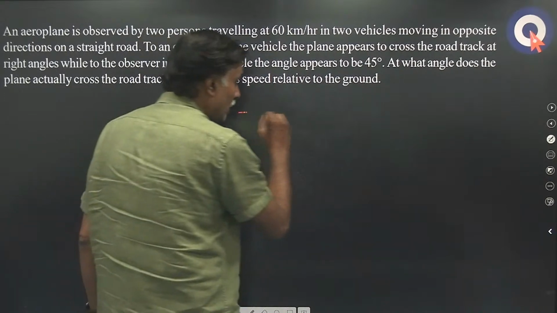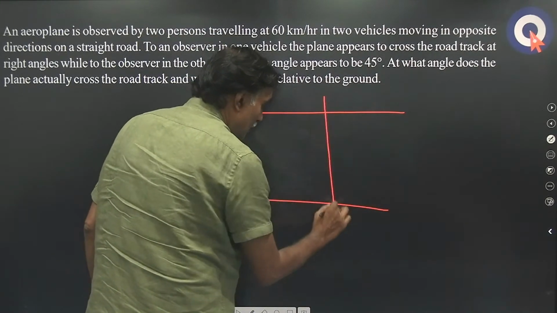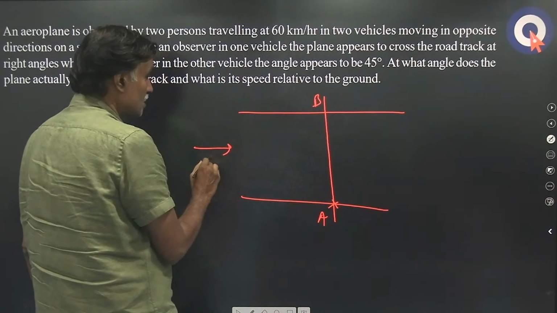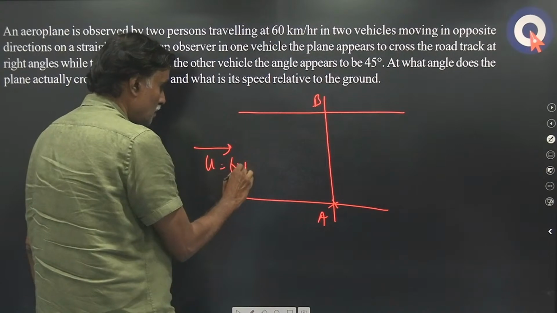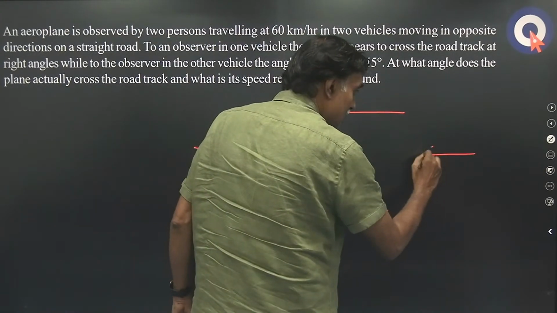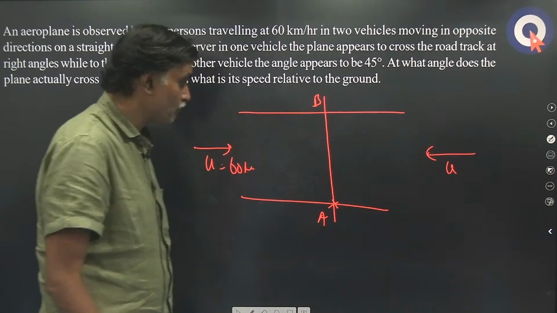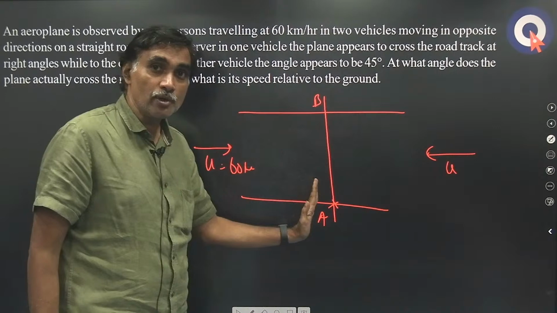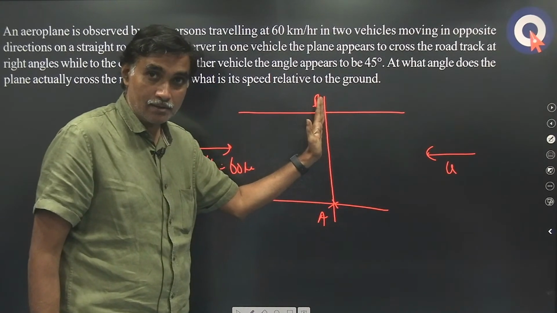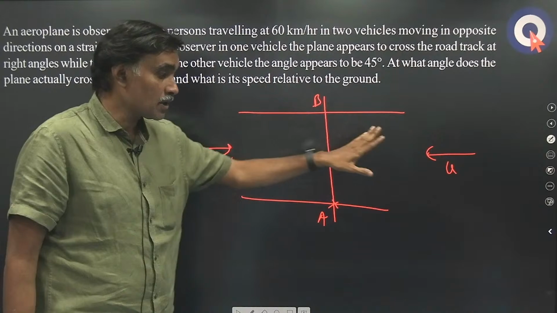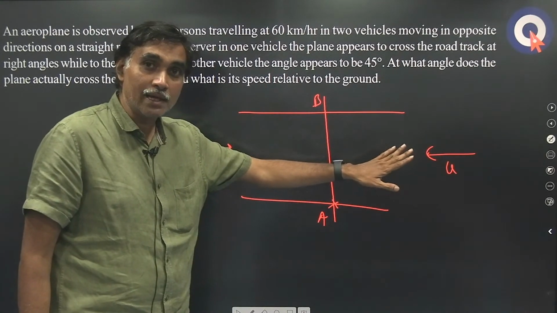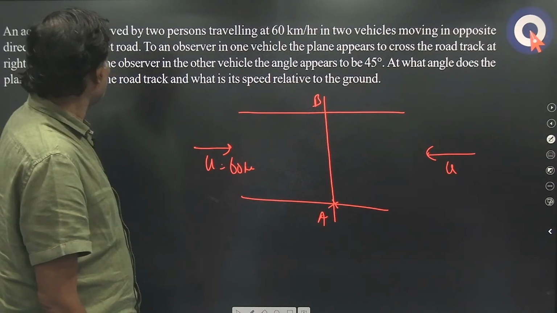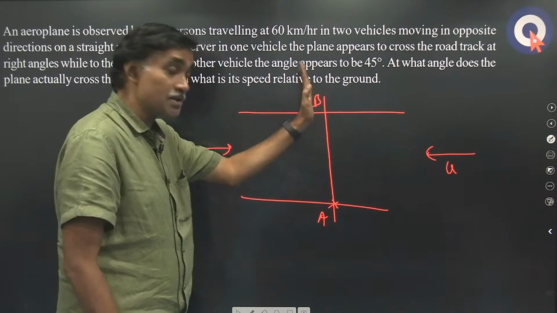Now let us say this is the road track, and this is A, this is B. One car is going like this with 60 kilometers per hour, let us say U. The other car is coming like this with 60 kilometers per hour only, that is also U. With respect to one car, the plane appears to be going across the track. With respect to the other car, it appears to be going at an angle of 45 degrees with the track, or with this AB, it is the same anyhow.